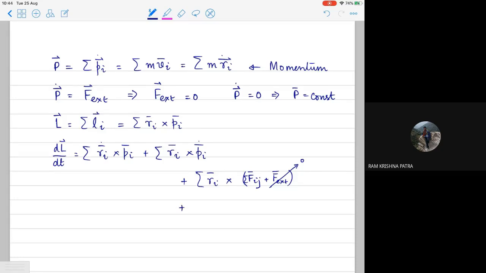And this term is what is left. Maybe for the time being I will not assume that the external force is zero. I'll just keep both the terms here, just to show you what happens. So I'll just go on with that. Ri cross F. I can continue with that term.